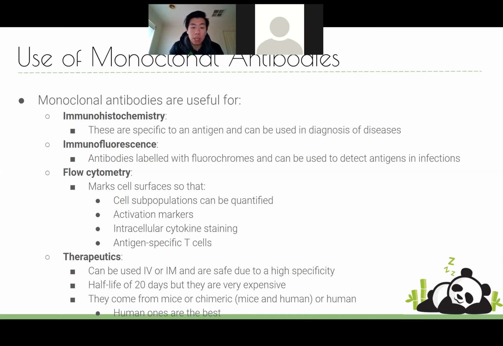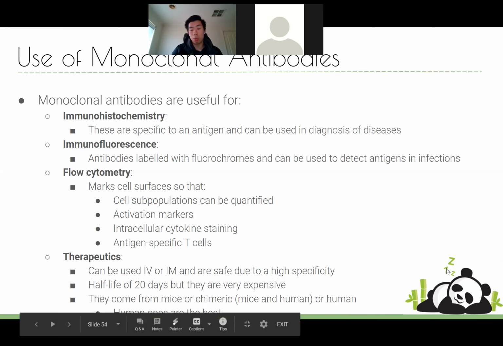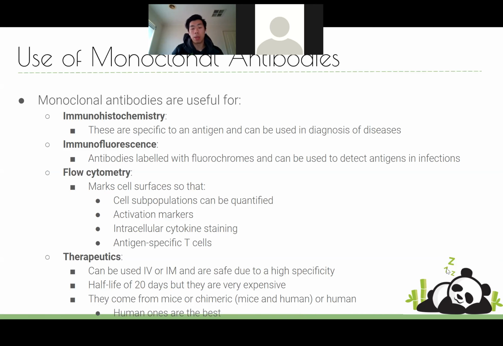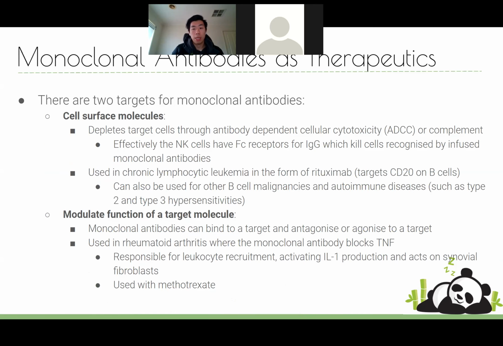And therapeutics. So they can be given as IV or IM injections, where basically you just give them the antibody that we wanted to give them in the first place. They can come from mice, or be chimeric, so mice and human, or they can be from humans themselves, and that's generally the best. So monoclonal antibodies as therapeutic agents.